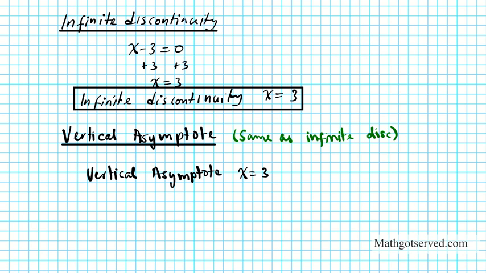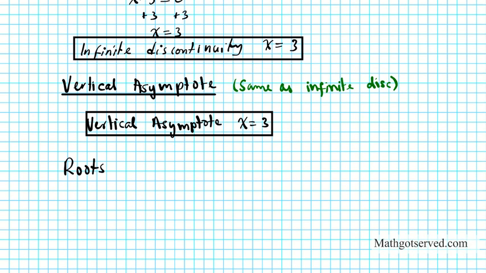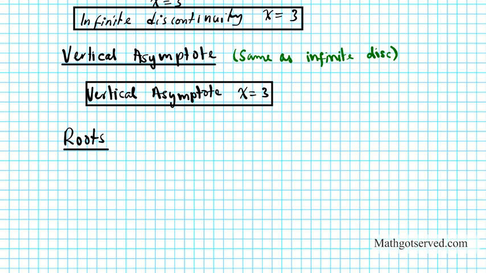Alright? Okay, now the next thing we're going to look for are the roots. The roots of your polynomial function. Okay? Roots. So to find the roots, we're going to rewrite the problem, reduce it, and then set the numerator to 0. So what we're going to do is reduce and set numerator equal to 0. Alright? So let's go ahead and do that.